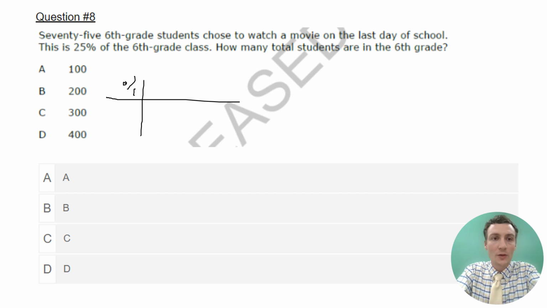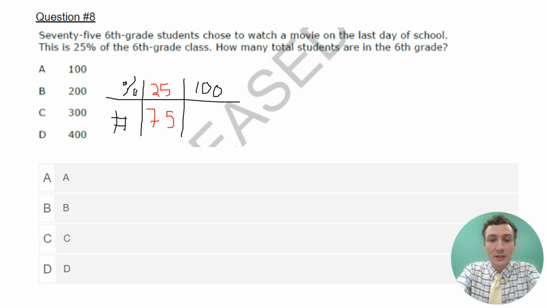So I know that my percent is here, and then I'm looking for a number. And I know that 25%, let me do that in a different color. I know that 25% of the class is represented by 75 students. Now, what would 100% of the class be? That's what we're asking. What's the total amount, which is 100%?